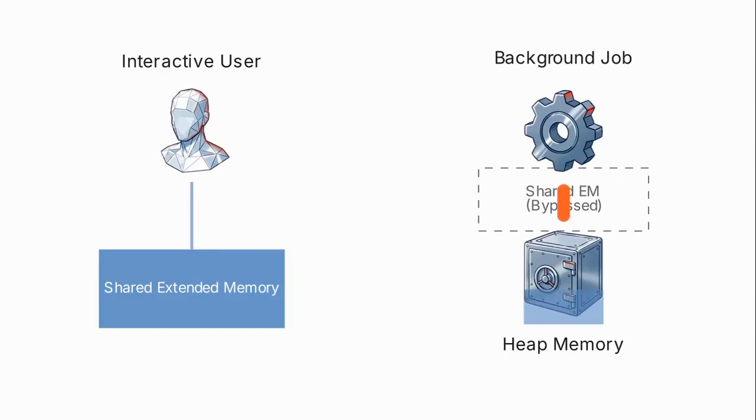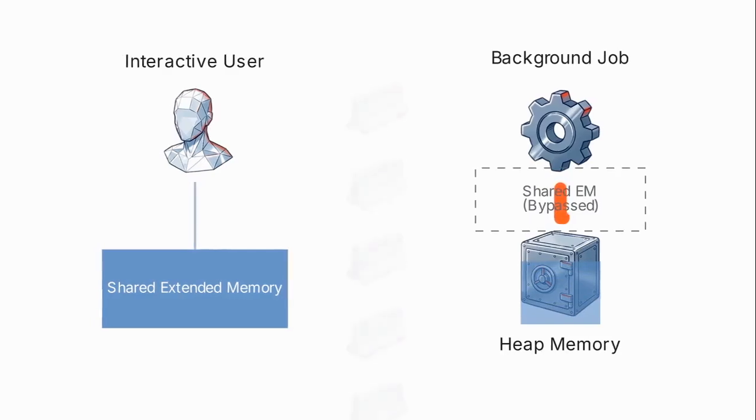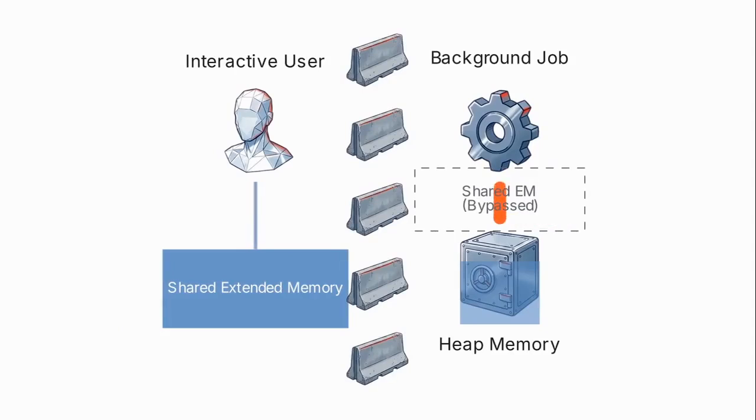SAP engineered this inverted routing logic for a highly specific strategic reason. It physically protects the shared extended memory pool from being drained by massive background data extractions. This architectural segregation guarantees that interactive users do not experience severe latency spikes while heavy background batch jobs execute simultaneously.